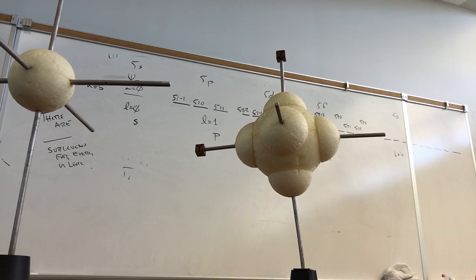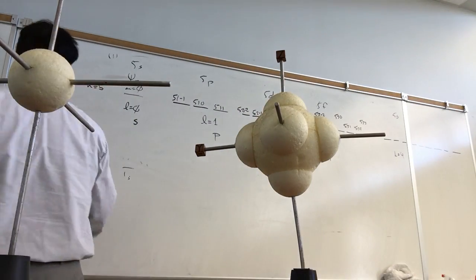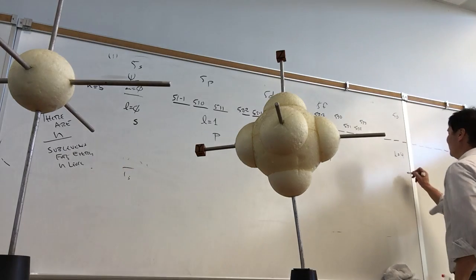When n equals 3, how many sublevels did I have? When n equals 3, I had 3 sublevels: the 3s, the 3p, and the 3d. And so there are n sublevels for every n level. And so we took 5 sublevels here. G.